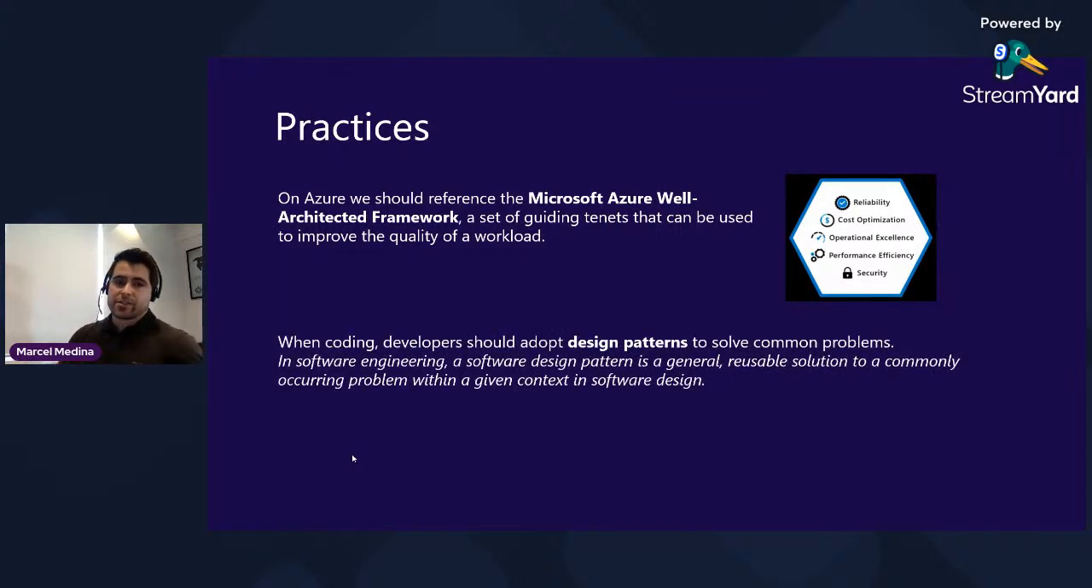And so we have the Azure service, but we also have the implementation when you're coding. So when coding, developers should adopt design patterns to solve common problems. In software engineering, a software design pattern is a general reusable solution to a commonly occurring problem within a given context of a software design. So it's an implementation for a common problem. And that's a combination, right? You have your non-functional requirements and you combine them with the practices, and then you get a professional solution.